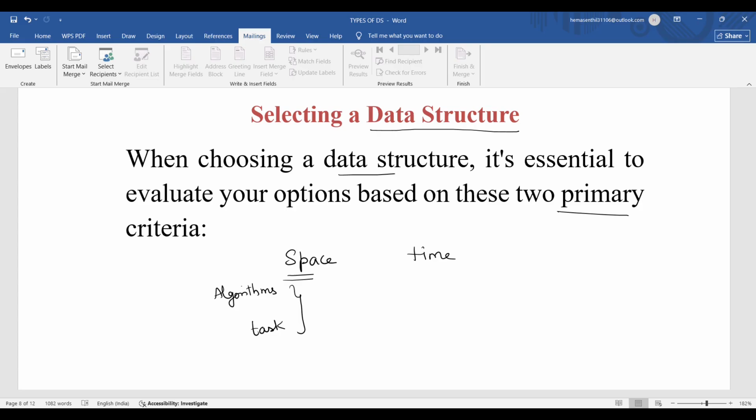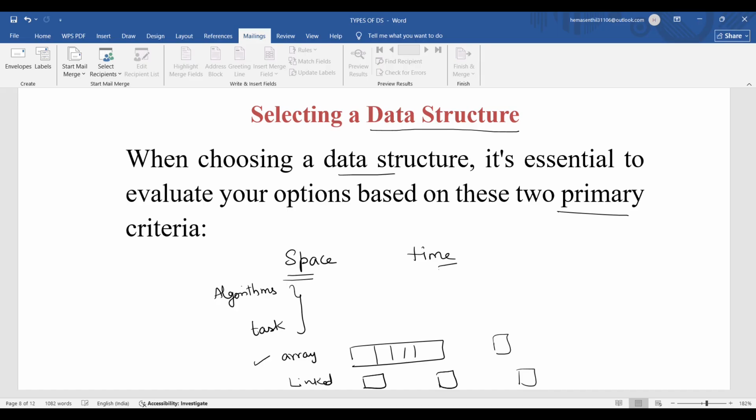For example, if you take an array, it uses contiguous memory allocation. But when we come to a linked list, it is scattered memory, located somewhere else. So which one I want to choose, we have to decide based on our problem and the space complexity.